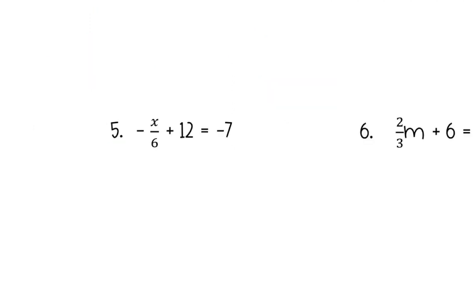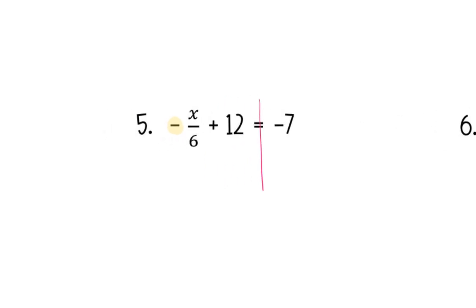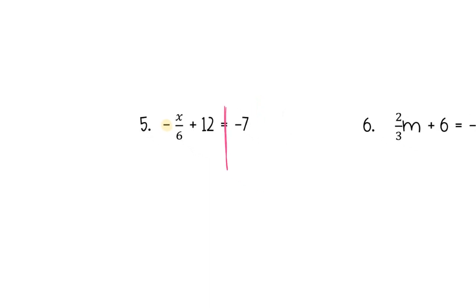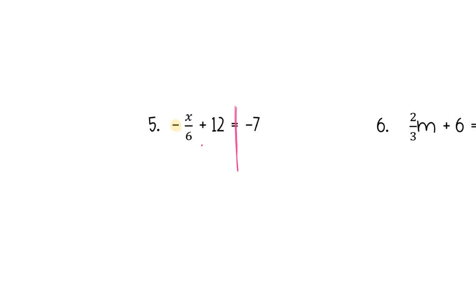In problem number 5, the big difference here is that we have a negative sign out here, but I'm going to show you how everything when solving is going to remain the same. The very first thing that we're going to do is subtract 12 on both sides. We need to get rid of the addition or subtraction first. So I still have -x divided by 6 on this side equals -19 on the right.